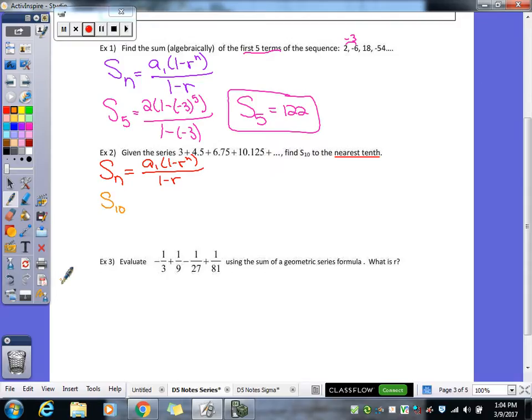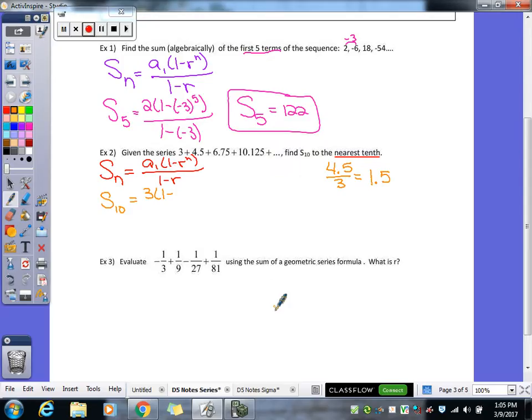What is our first term? 3. What is our r? Well, remember, take a term, put it over the one before it. That gives you your r value. So 4.5 divided by 3. So you should get 1.5.